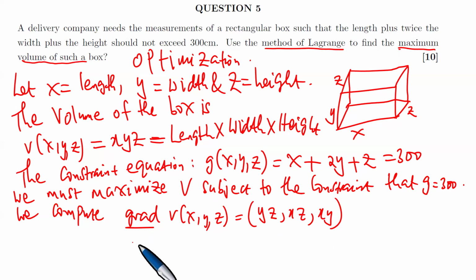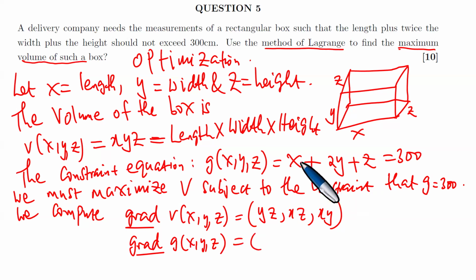So we found the gradient of the volume, but according to the method of Lagrange, you must find the gradient of the function we need to optimize, which is the volume, but also we must find the gradient of the constraint function, the constraint equation, which is this one. So now we're going to find the gradient of this one. With respect to x, it is only 1. With respect to y, 2. With respect to z, 1. So that's what we have.